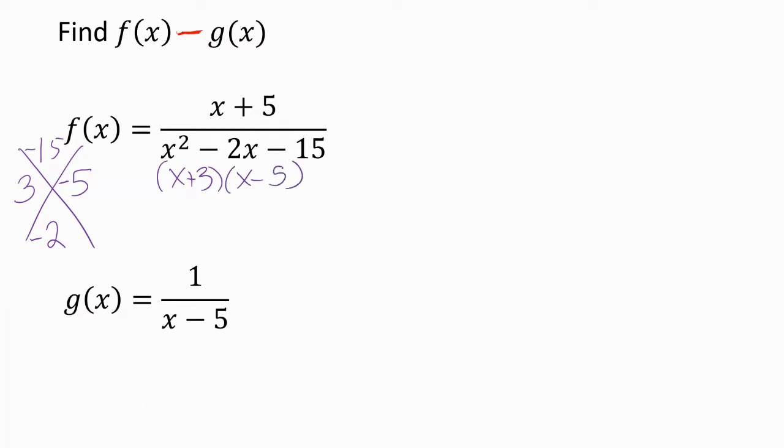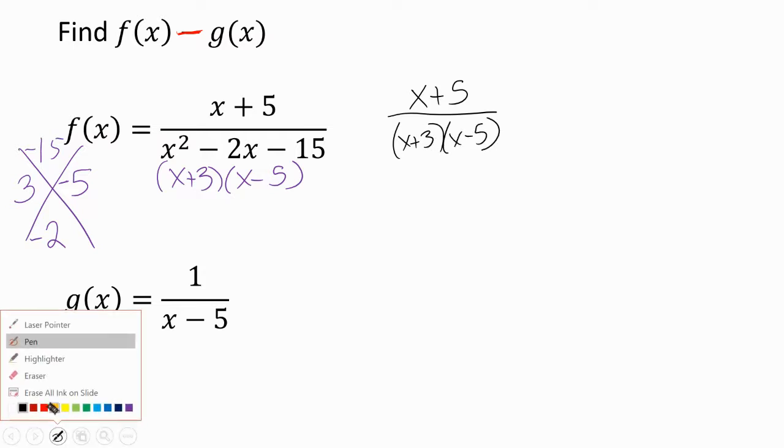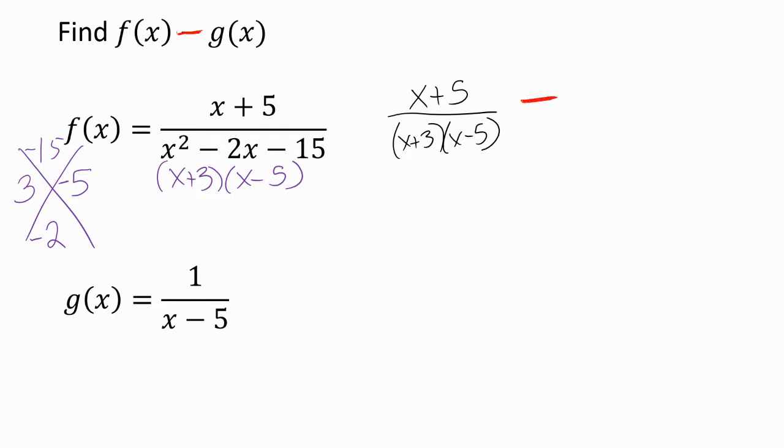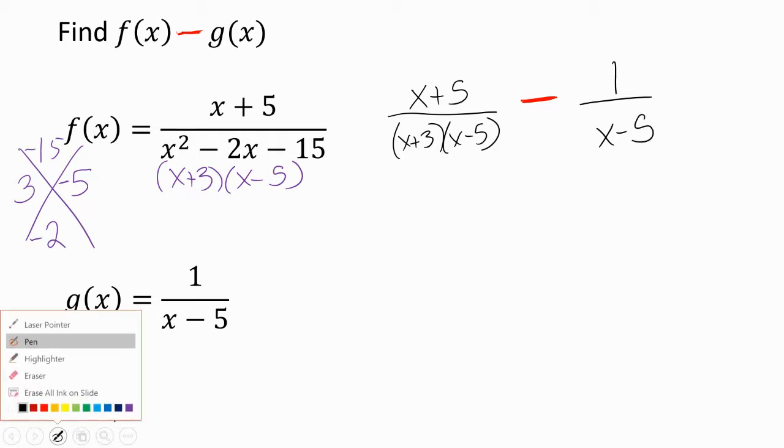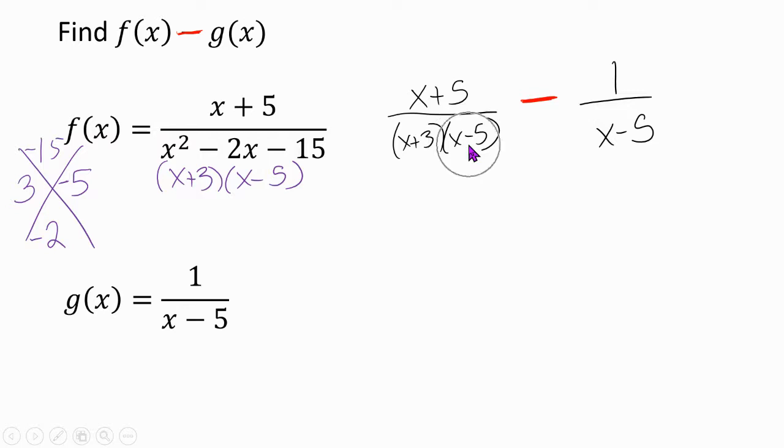All right, let's go ahead and write this. So I'm going to write all of this with it factored, x plus 3, x minus 5, and then we are subtracting, so we got to put a big negative there and write our other fraction. And so hopefully you realize that they have the x minus 5 in common, but this fraction is missing that x plus 3. So we need to multiply the top and bottom by x plus 3 so that we get the same denominator.